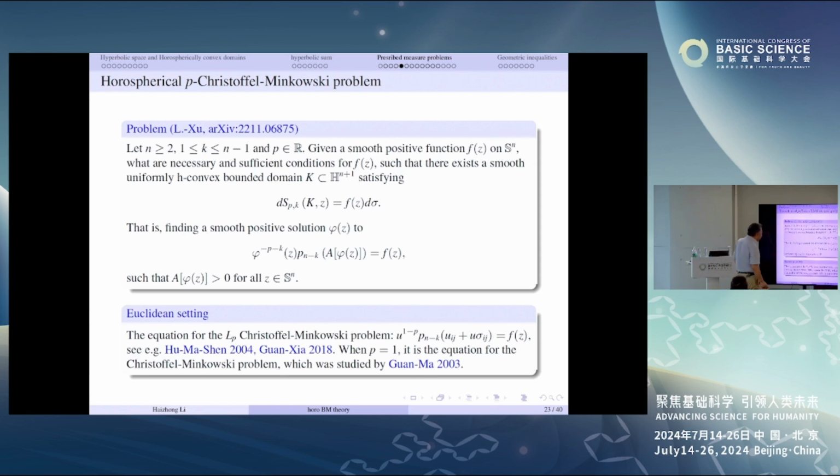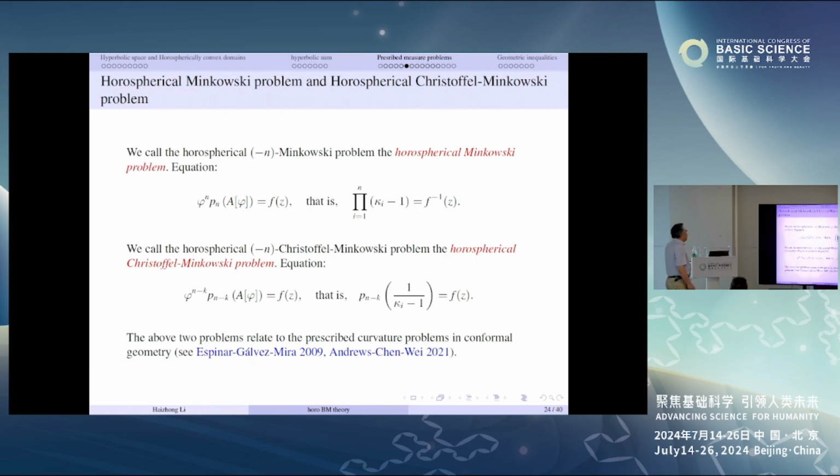In the Euclidean case, this equation also becomes u to the 1 minus p times pn minus k of (u_ij plus u sigma_ij) equals fz. This is the Euclidean case, studied by several people. I can write the equation here. There is a special case, p equal to minus n. People call it the Minkowski problem, and p equal to minus n, we call it the centro-affine Minkowski problem, and so on.